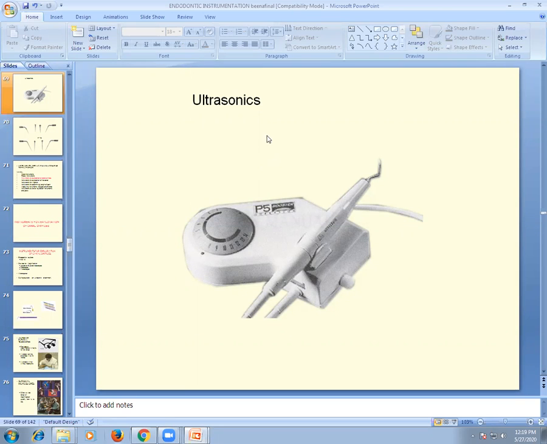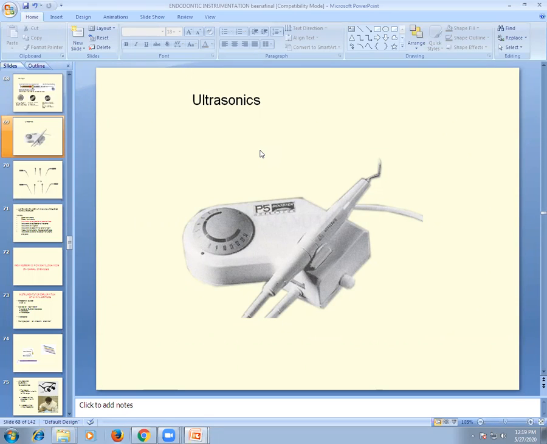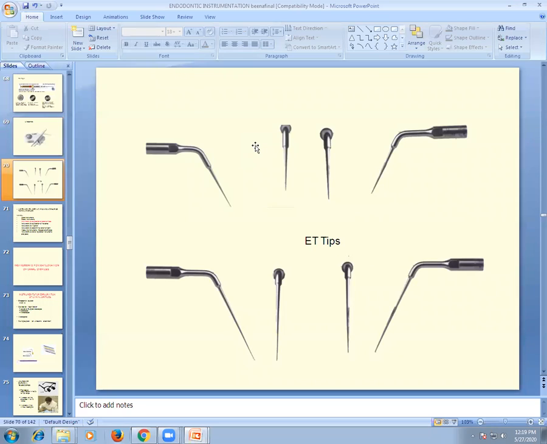Now coming to the ultrasonics. Okay. Now we have seen the endo motor with the rotary instruments. Ultrasonics are also used for getting the access and for preparing the canals, but with ultrasonic tips. Okay, these are the ultrasonic tips. There are various tips available from various companies, satellite tips, ET tips, etc.